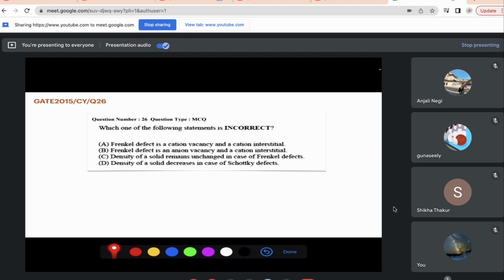Now coming back to our question, which was asked: one of the following statements is incorrect. Option A, the Frenkel defect is a cation vacancy and a cation interstitial, which is correct, because the cation is vacated from its lattice point. Option B, Frenkel defect is an anion vacancy. It's totally not correct, because the anion has a larger size, and we have discussed that in Frenkel, only the cation of smaller size in comparison to the anion moves towards the interstitial site. It is wrong. Option C, the density of a solid remains unchanged in case of Frenkel defect. This is correct. Option D, density of solid decreases in case of Schottky defect. This is also correct. So the incorrect option is B.